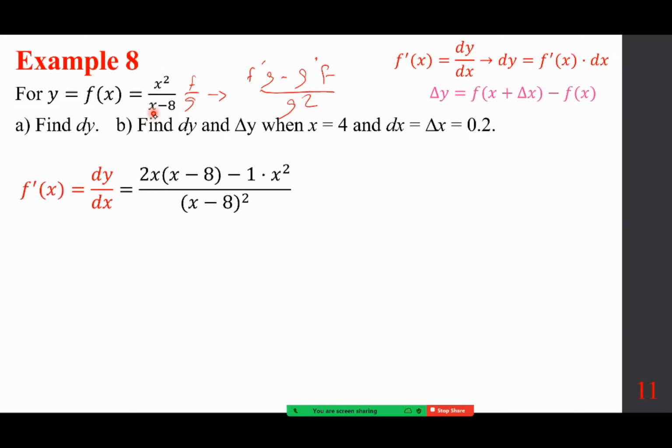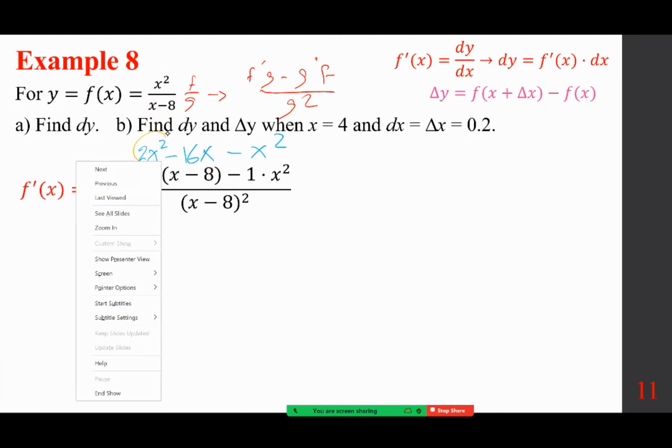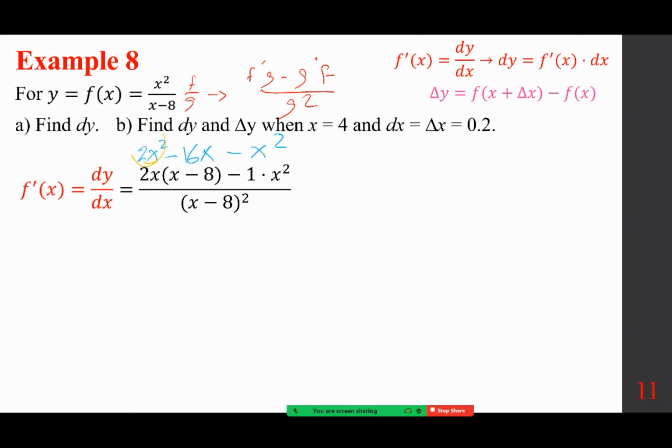All I have to do is simplify the numerator first. So let me do that. This is 2x squared minus 16x minus x squared. I can put these two together as x squared. And dy is the same expression times dx.